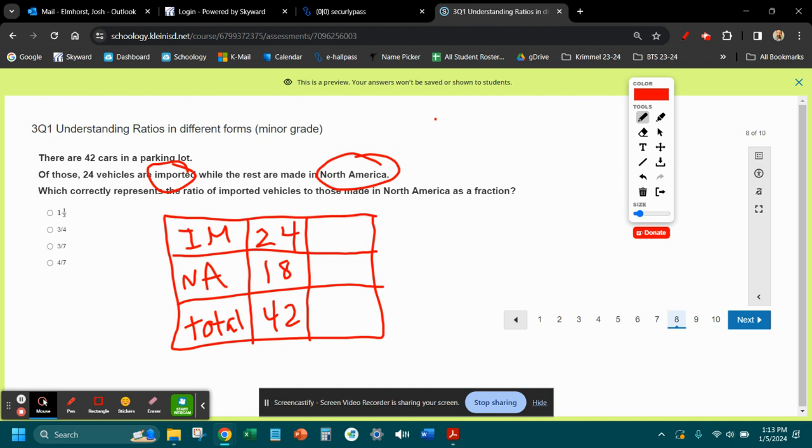So we go to the question, we have the ratio of imported to North American. Imported over North American. What can we divide both of these by? 6. So that's going to give us 4 over 3, and then you can simplify that for your answer.